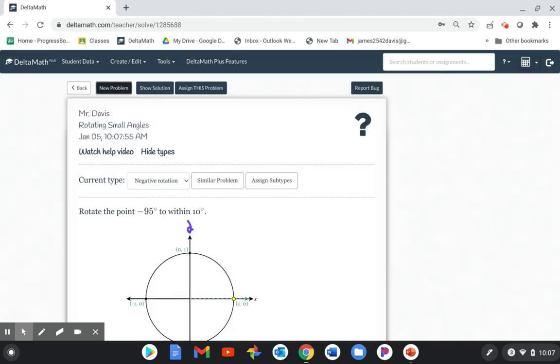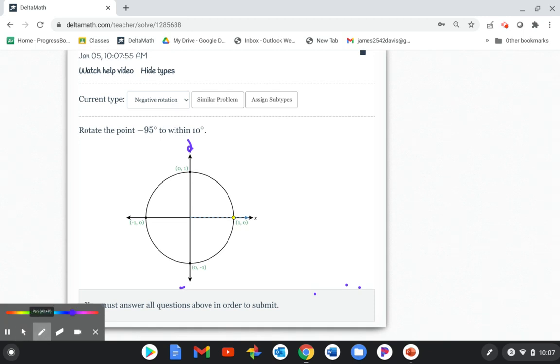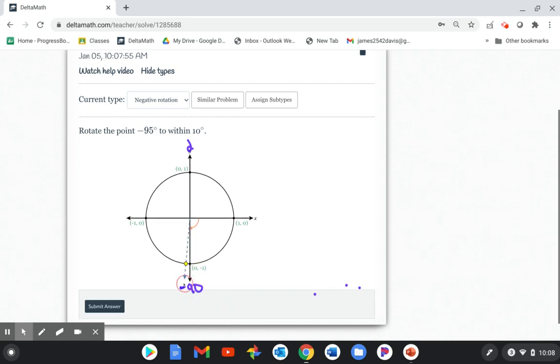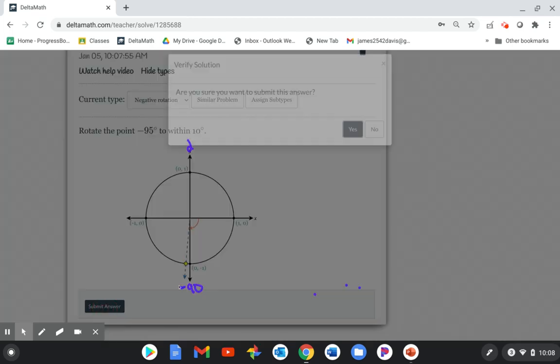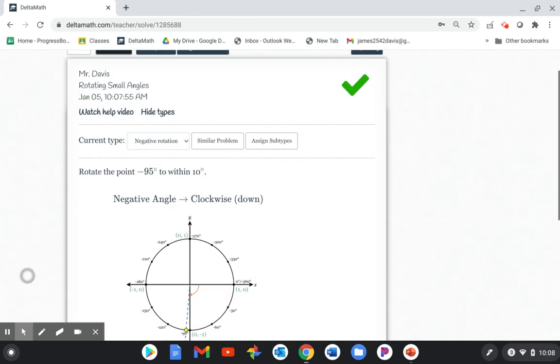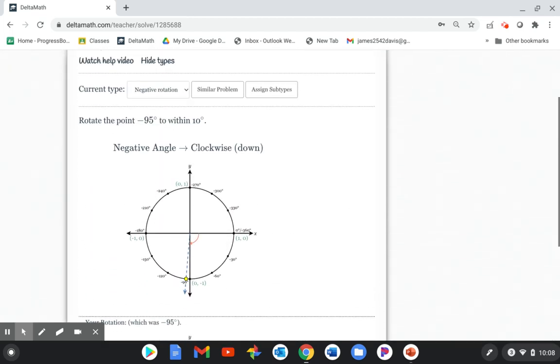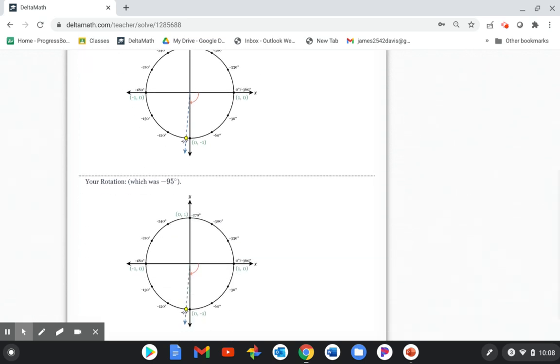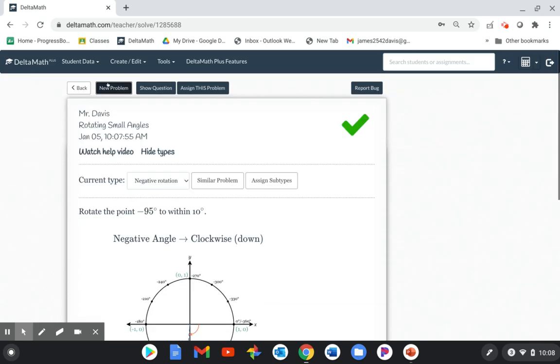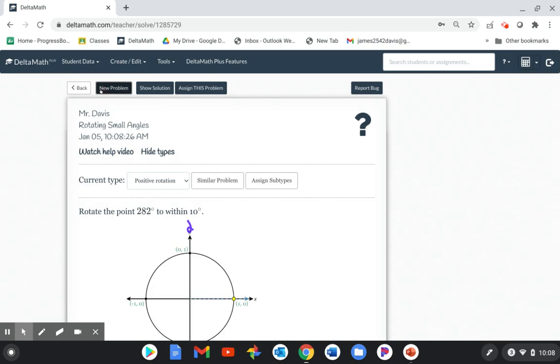Let's do a couple more. Negative 95 degrees for the next one. Negative 90 is down here. So it should be just past negative 90. And in fact, if you actually put it on negative 90, that would work because it has to be within 10. We'll go just a bit past negative 90, see if I can get it right. Right there. All right, looks like I got it exactly. Nice. All right, so these are drawing angles in standard position.